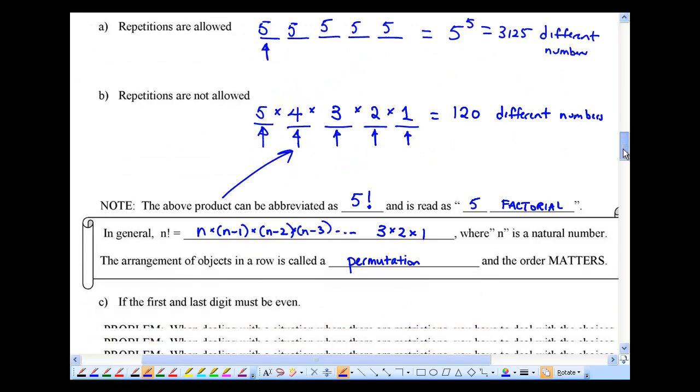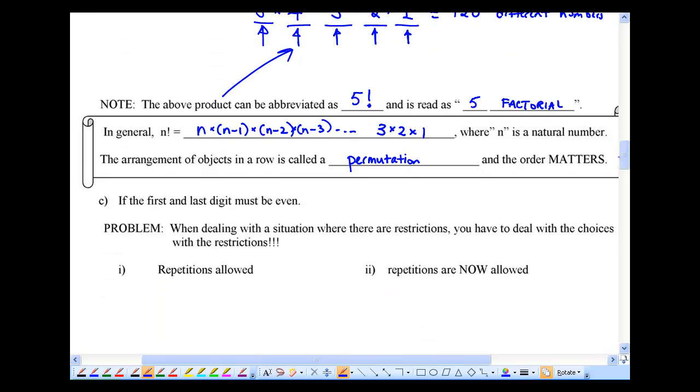So let's take a look at another example here. Same example, just a different part. What happens if the first and last digit must be even? Okay, so when there are restrictions, we have to deal with that too, okay?